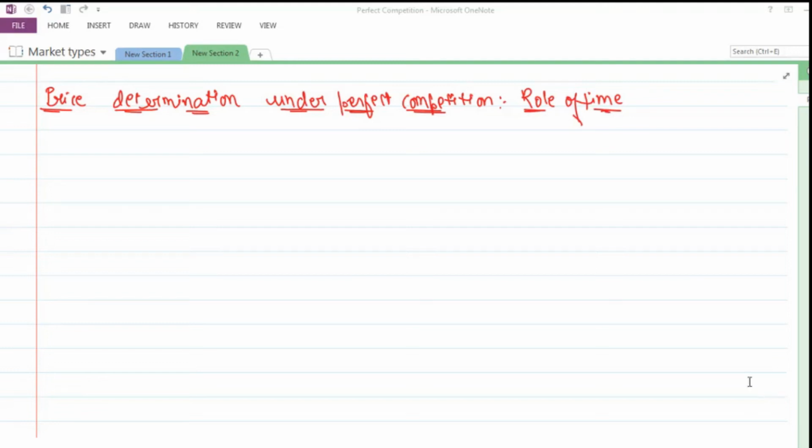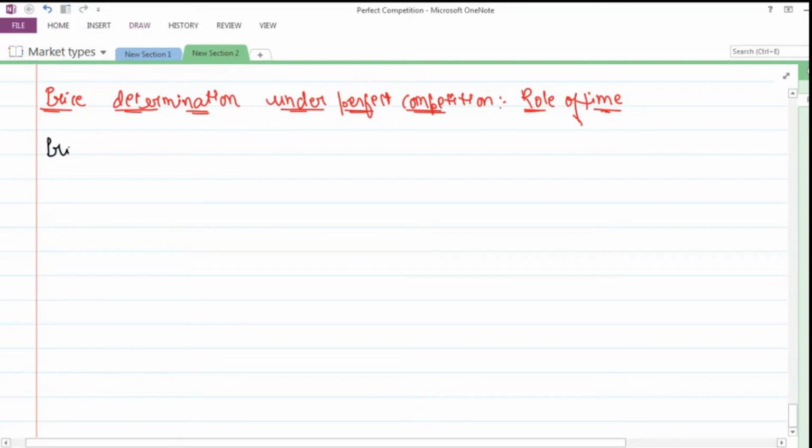Hello everyone. In this lecture, we would be talking about price determination under perfect competition and the role of time in it. The price of a commodity in an industry is determined at the point wherein the demand and supply interact or intersect with each other.